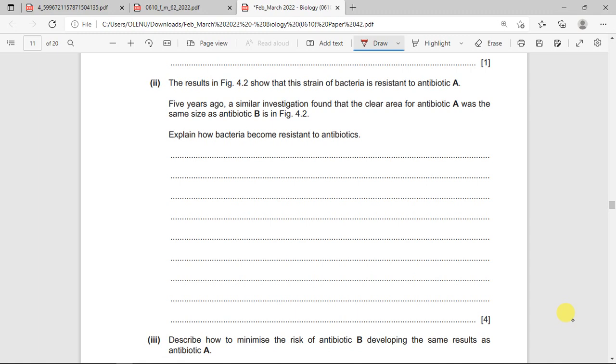Now, they said the result in figure 4.2 show that this strain of bacteria is resistant to antibiotic A. Now, 5 years ago, a similar investigation found that the clear area for antibiotic A was the same size as antibiotic B in figure 4.2. Explain how bacteria become resistant. Now, already you know that bacteria become resistant through mutation.